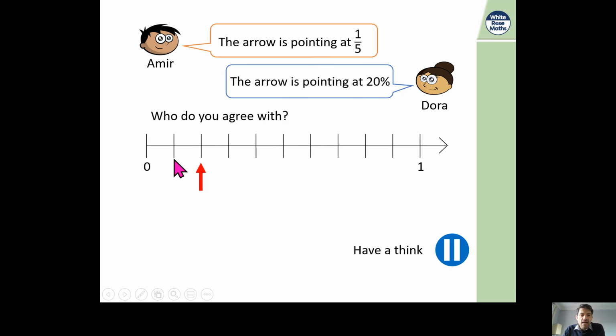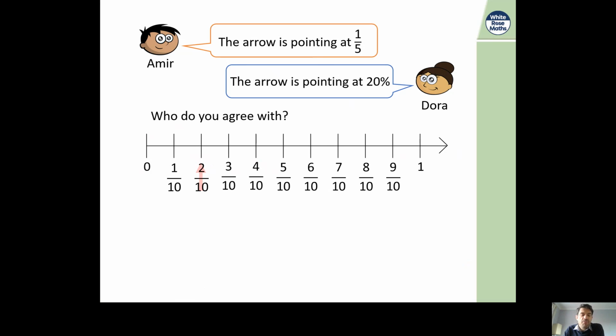Okay, well, we can look at this one. As I was saying, this is 2 out of 10, so it's 2/10, and 2/10 simplifies to 1/5. And that's Amir. On the flip side with Dora, well, if this is split into 10, then each of these is 10%, 20%, 30, 40, 50, 60, etc. So this is 20%, so they are the same. So they're both correct.